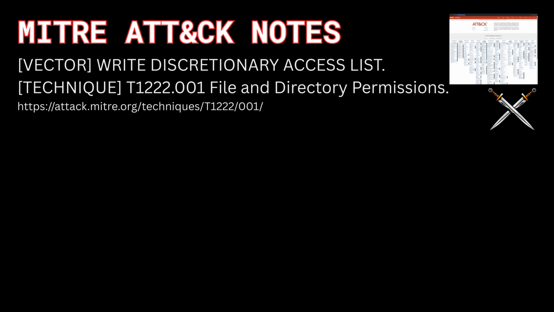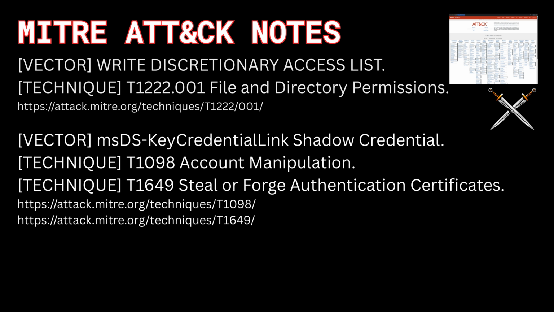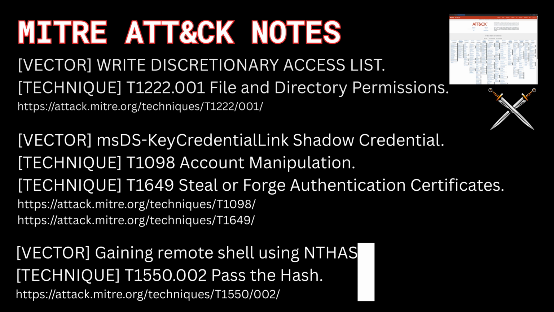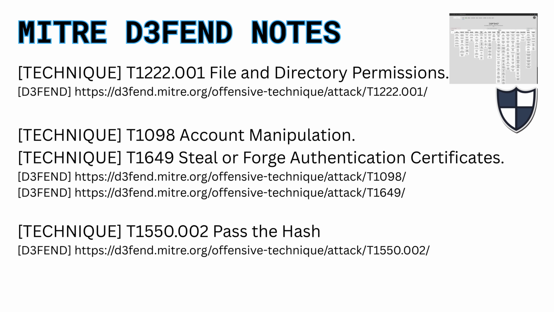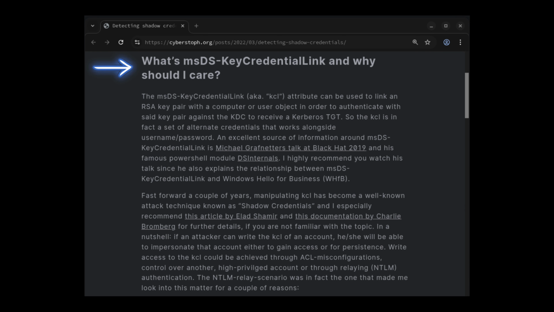Use of the WriteDACL to alter permissions seemingly falls under this first technique. The shadow credential includes techniques for account manipulation and authentication certificate data. And the last bit, using the hash to get a remote shell, is pass the hash. Under the MITRE D3FEND matrix, the defense notes for each technique are noted here. The URL for each of the previous items will be in the video description also. This is a great read as well.